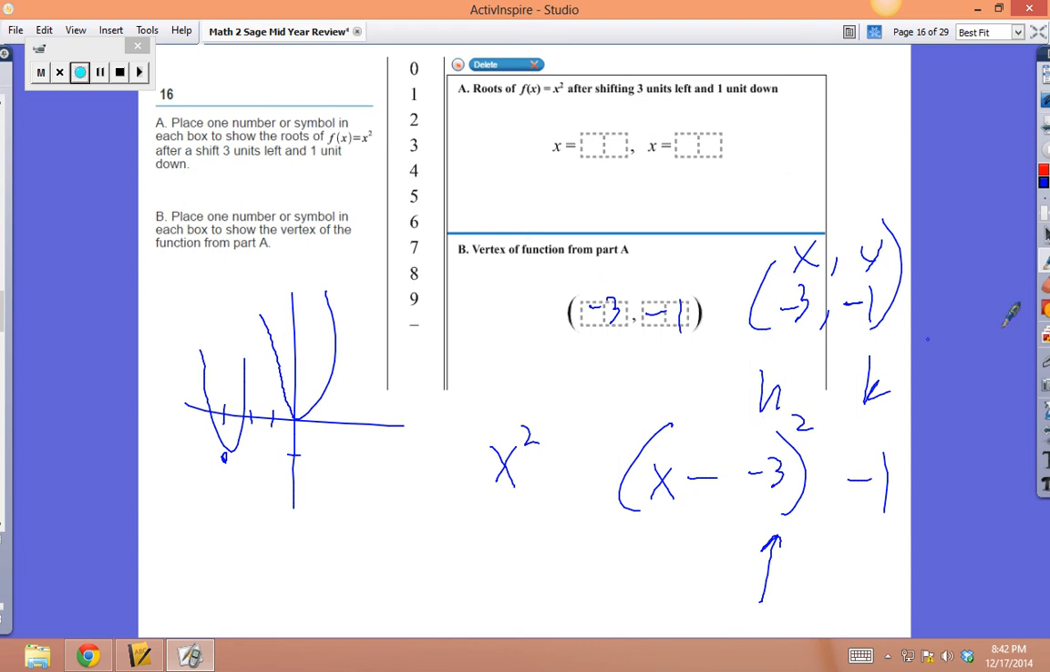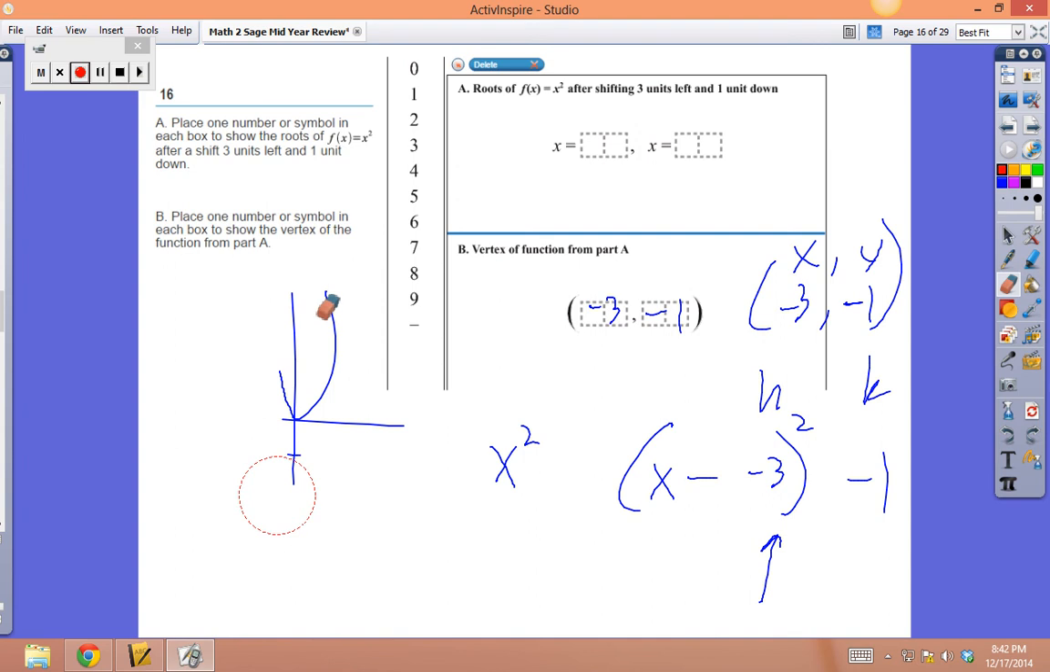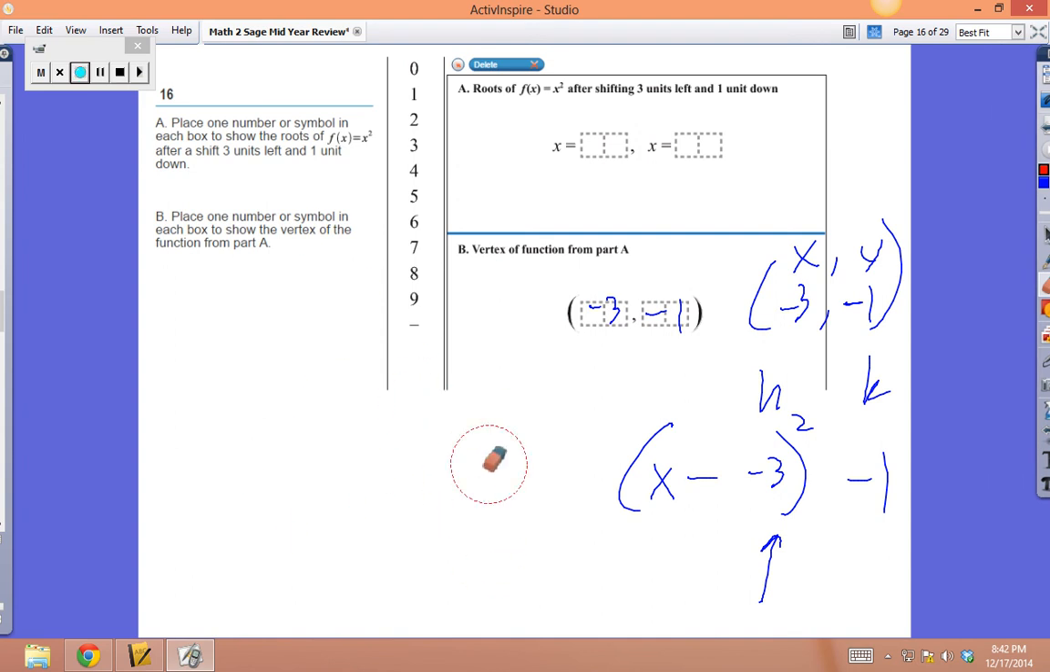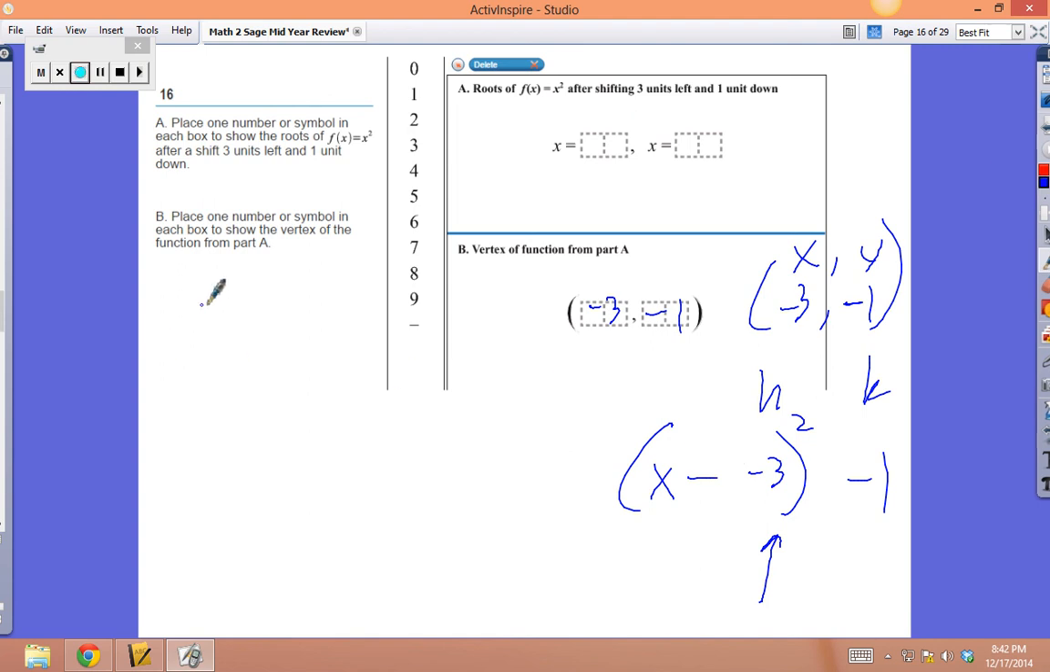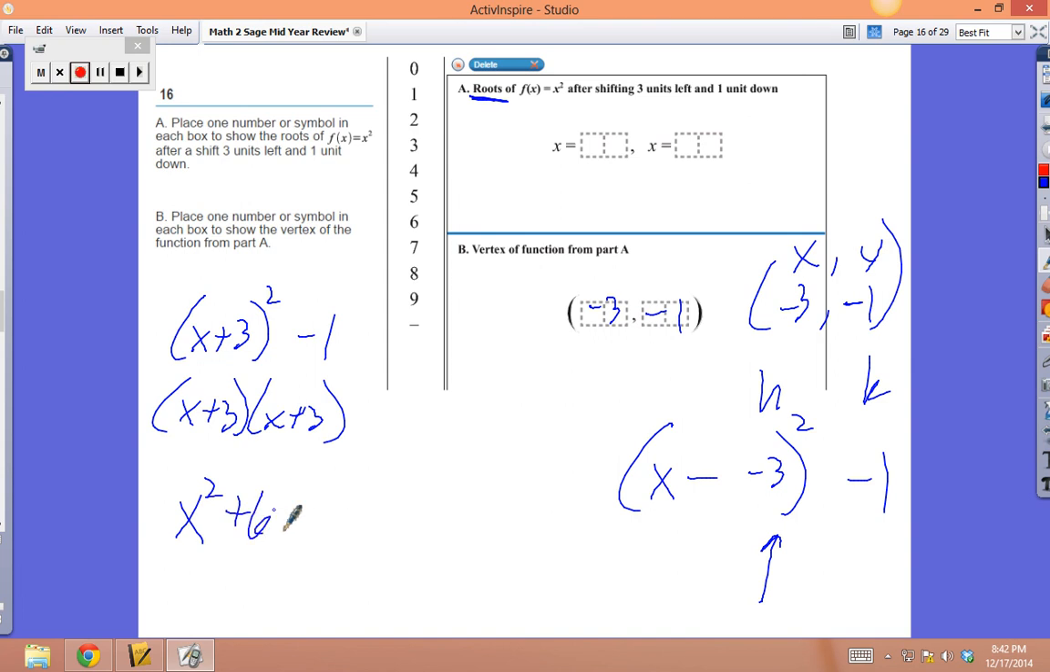Now the top part is a little more brain power to figure out. Okay, the top part, you've got x plus 3 squared minus 1. They want the roots, so they want the zeros. So I'm going to clean this up mathematically. X plus 3 squared is the same thing as x plus 3 times x plus 3. And that is going to be x squared plus 6x plus 9. And then I got minus 1. So that's really x squared plus 6x plus 8.